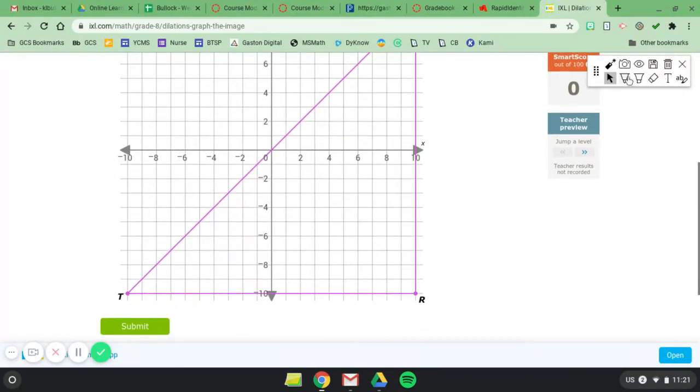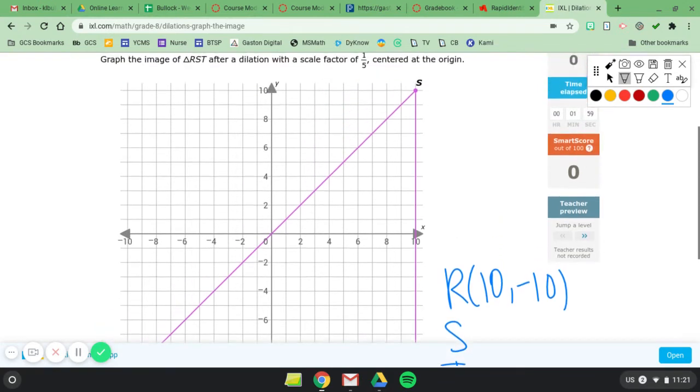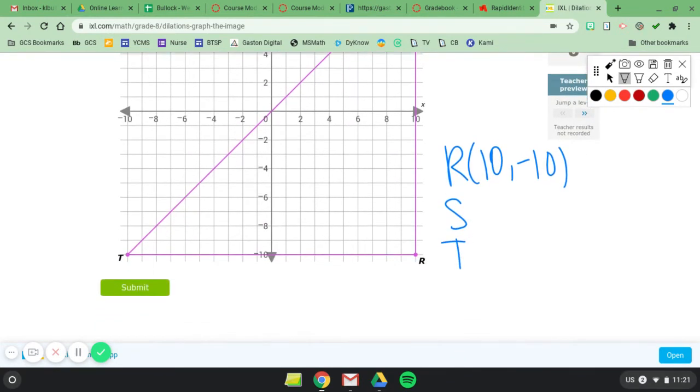So I have point R, and R is sitting at 10, negative 10. I have S and T as points as well, and S is at 10, 10. And point T is at negative 10, negative 10. So all of these have 10 as their XY values. Some are positive, some are negative. So here's what I'm going to do. I'm going to take every single one, all of them are 10s.